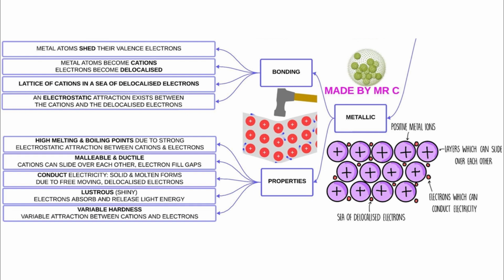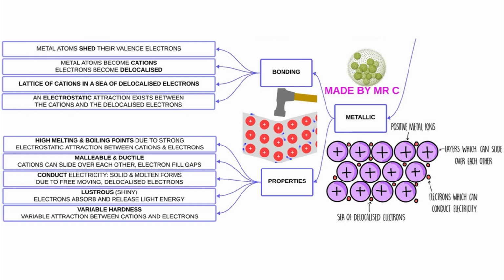We can see here a diagram of the pink circles with the plus symbols. They are the cations, and interspersed between the cations are electrons that are freely moving, and that is the sea of delocalized electrons. So if we look at the properties of a metallic bond, we have high melting and high boiling points due to the strong electrostatic attraction between the cations and the electrons.